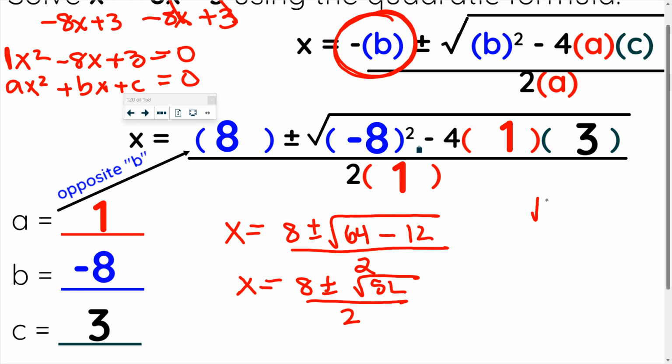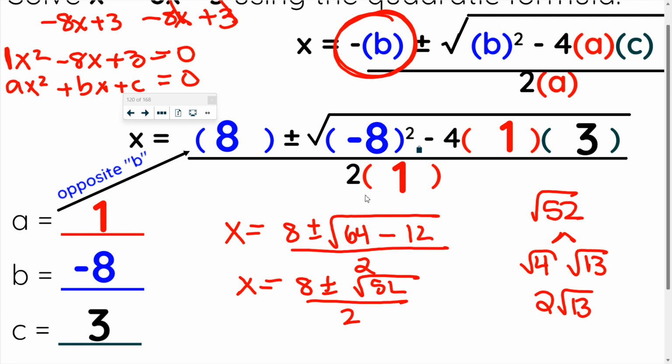Now I need to reduce the fraction, but before I can do that, I need to reduce the root. So to reduce the square root of 52, I'm looking for perfect square factors that go into 52. So I know that 4 goes into there, and 4 times 13 is 52. The square root of 4 is 2, so it is 2 root 13. Now, that's how you do it algebraically.